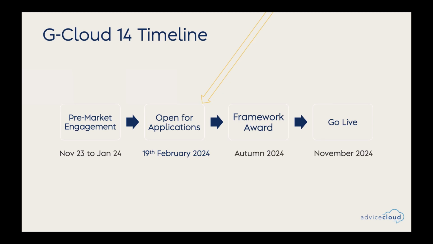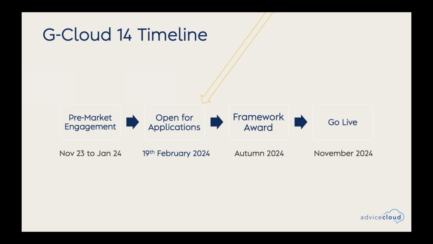The timeline, all important. Okay, so the pre-market engagement's been done. As far as we're aware, it will open for applications on the 19th of February. It was due to be at the end of this month, but we've had it on good authority it's the 19th of February. It will be coming out, give or take a day or two either side. The framework award could be anywhere between September and October 2024, and go live will be when the current version of G-Cloud expires, which is, I think, November the 8th.